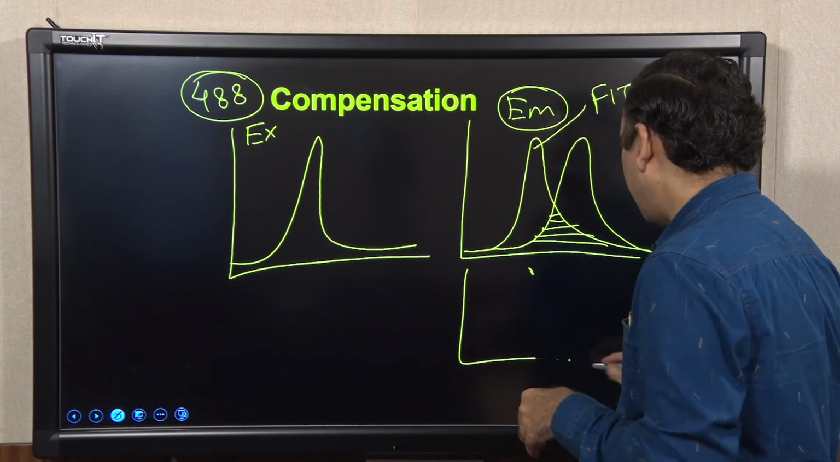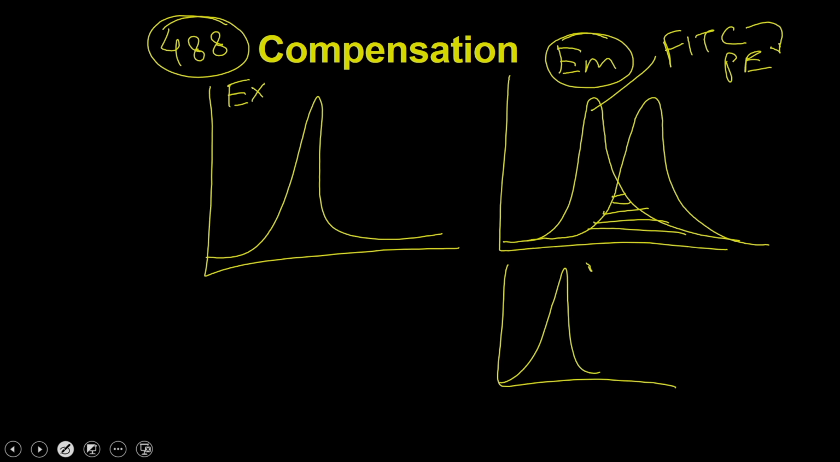Ideally I should have a fluorescence signal of FITC like this and of PE like this. That is the ideal condition, where there will be no overlap of these 2 dyes.